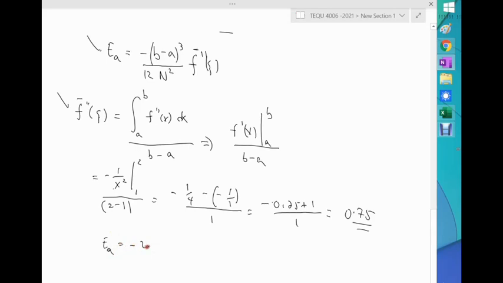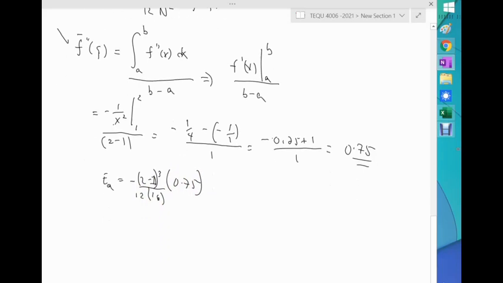I'm going to put everything so everybody is with me on board on this. Over 12 over n, but n I said is 4. So that's 4, that's 16, times 0.75. And now let's check this out. For the approximate truncation error, 2 minus 1, that would be 2 to the cube, that's still 1. So it's as simple as 0.75 divided by 12 divided by 16, right?